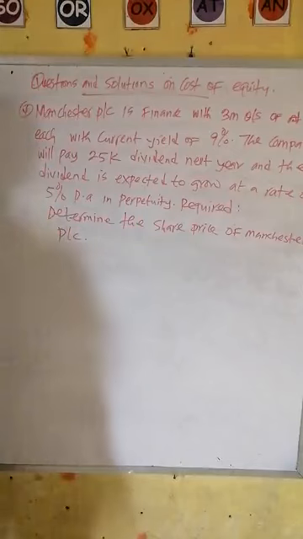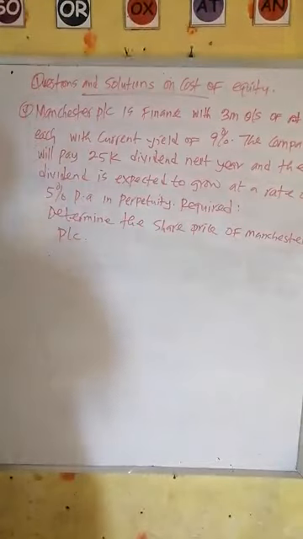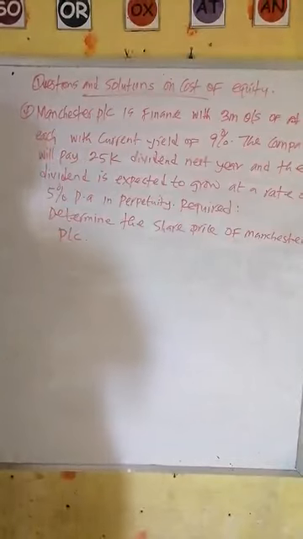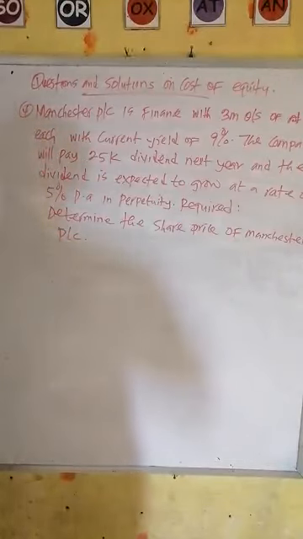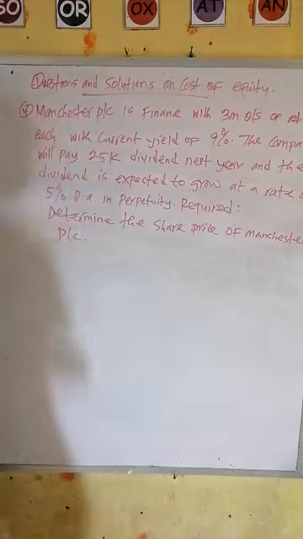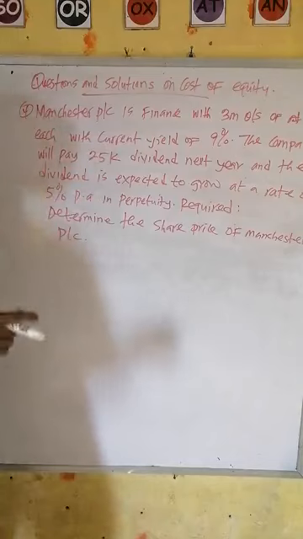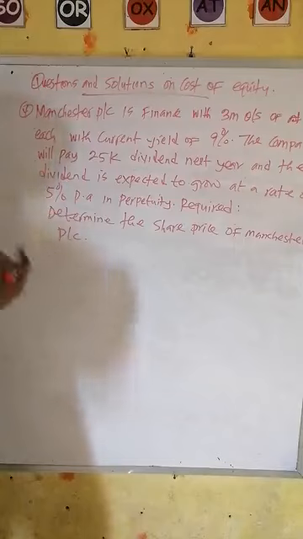Here, we are also to determine the market value of Manchester PLC. Just the formula you know. You don't need to be looking for formula here and there. Just write the formula you know, I mean, the cost of equity formula that you know. Just put it down. From there, you start to substitute. The market value will avail itself.